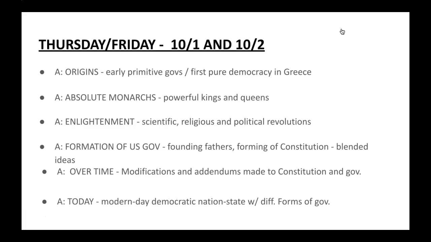Today we have the modern day democratic nation state with differentiating forms of government that exist around the world. For example, the United States of America has indirect democracy, but we also have a presidential government. Great Britain, our allies overseas, also has a democracy, but they have a parliamentary government where they choose a parliament and that parliament chooses a prime minister. No matter how you look at democracy and government, the fact is that these events have brought about a tipping point in world history that give us the modern day democratic state.